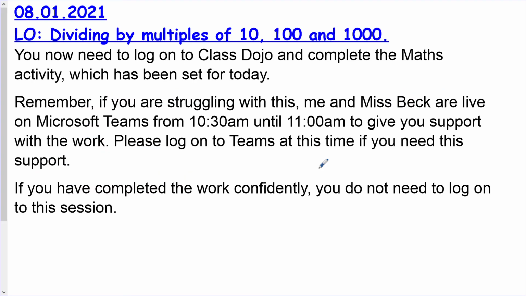So, just like yesterday, what you now need to do is log on to Class Dojo and complete the maths activity which has been set for today. Now remember, all the maths activities that are set on Class Dojo are linked to our lesson that we have just done. So a big clue for you there is that the activity on Class Dojo, you will have to be using what we now know about dividing by 10, 100 and 1000 to answer those questions.